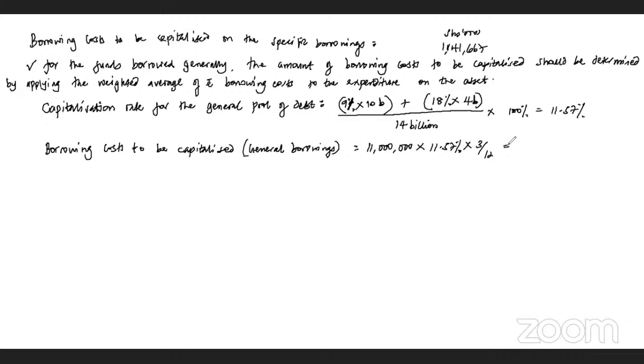How much are the borrowing costs to be capitalized in respect of general borrowings? I have 318,175. The 3 zeros are okay, we can just add them. This is in shillings, thousands. So now we have our borrowing costs to be capitalized on the general borrowings as well as on the specific funds.